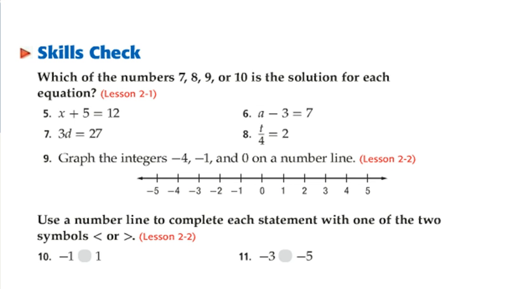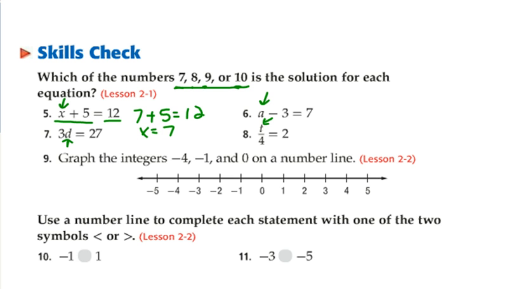Okay, so number 5. Which of the numbers 7, 8, 9, or 10 is the solution for each equation? So basically you're taking each one of these numbers and putting it in for x, or for a, or for d, or for t. So we can see, what plus 5 equals 12? Well, we know 7 plus 5 equals 12. So x equals 7.